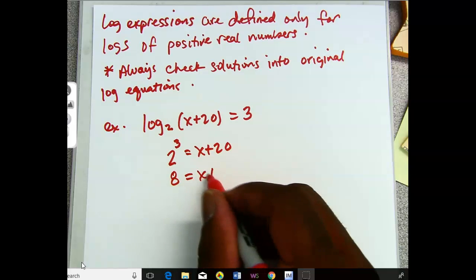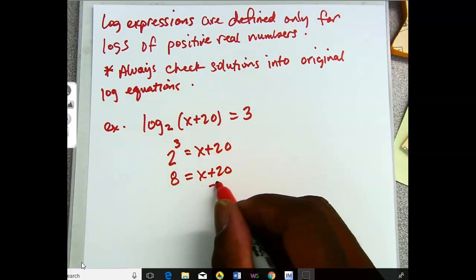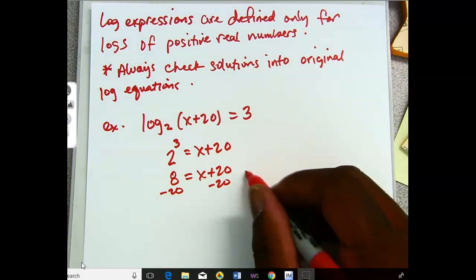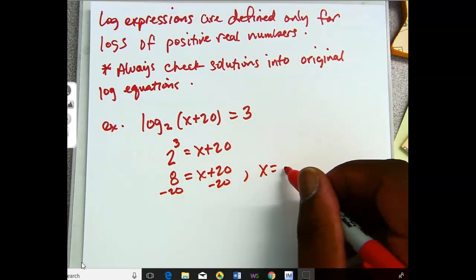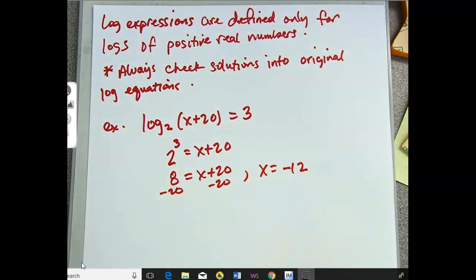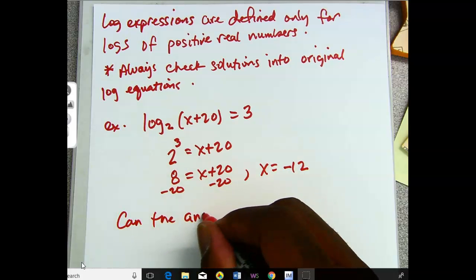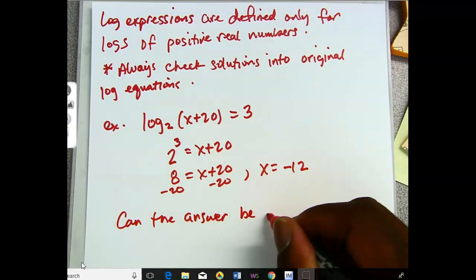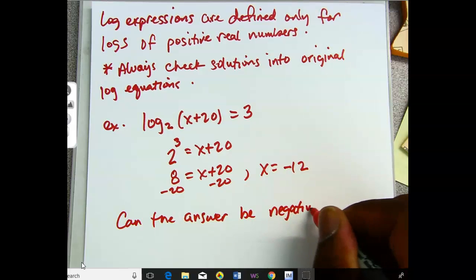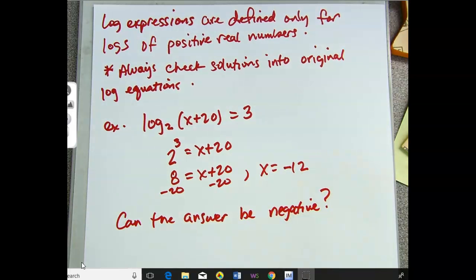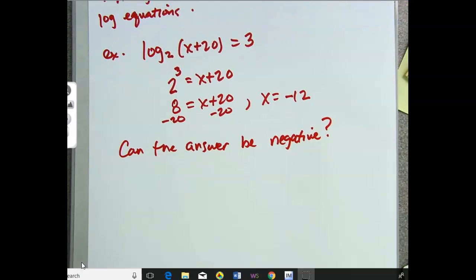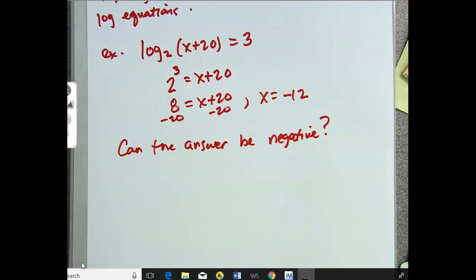8 is equal to x plus 20. So we're going to subtract 20, and we end up with x is equal to negative 12. So my question to you is this, can the answer be negative? Yeah. I mean, if the log is not negative, the only thing that we're concerned with is that we're not taking the log of a negative value.